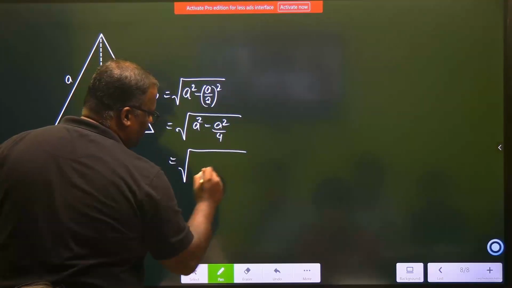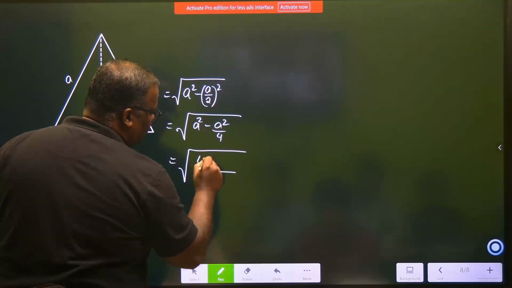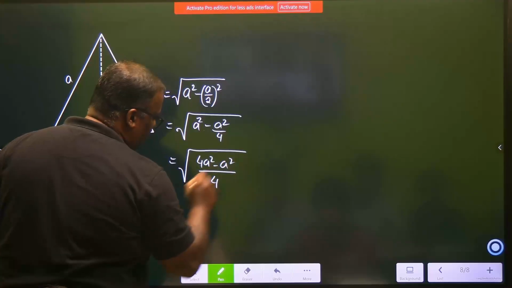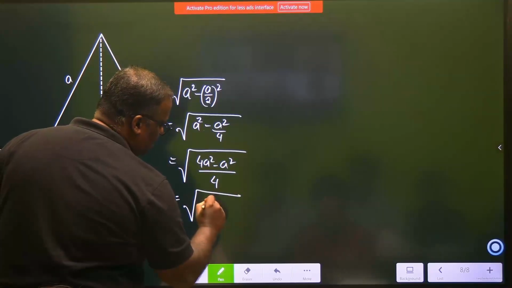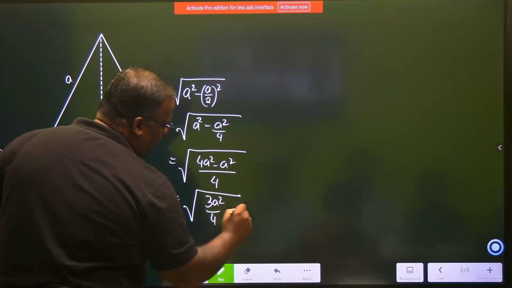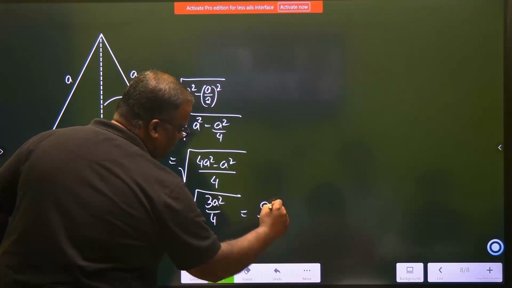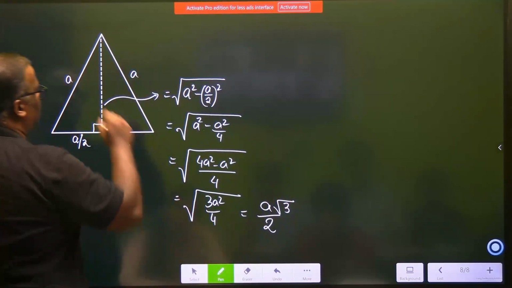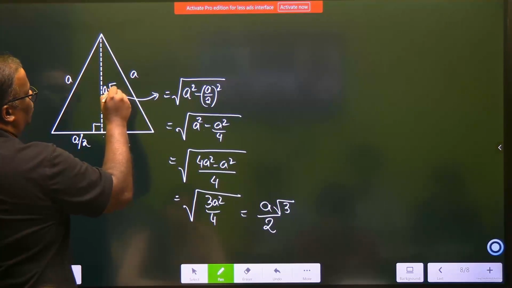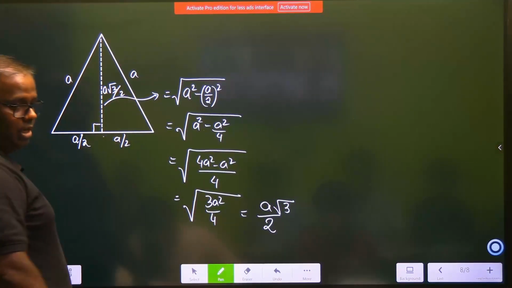Children, now we take 4 as the LCM. 4a square minus a square, which gives us how much? 3a square by 4. And taking the 4 outside becomes 2, a square becomes a. So it is a root 3 by 2. Agreed?